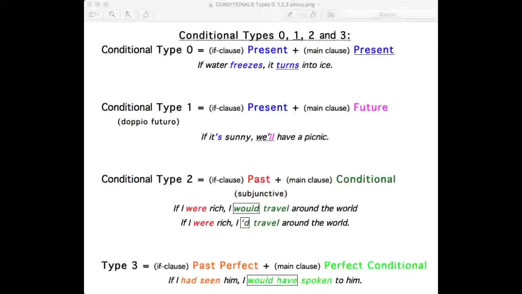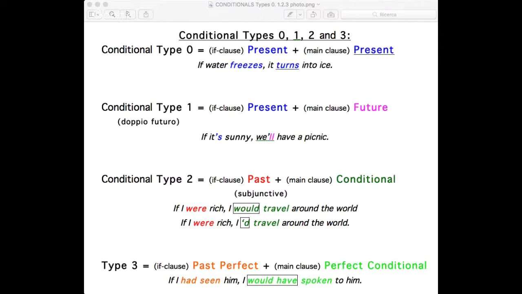Now, I'd like to also, though, explain to you how conditionals work, because lots of people have difficulty using conditionals, and in reality, it's not that difficult at all. Have a look here. So here you can see that there are 4 conditional types. Present and present in 2 clauses is the conditional type 0. So what does that mean?